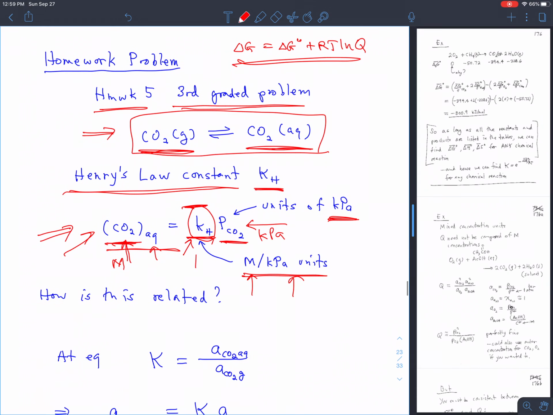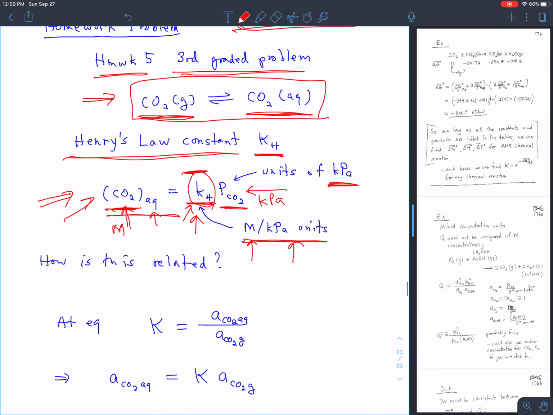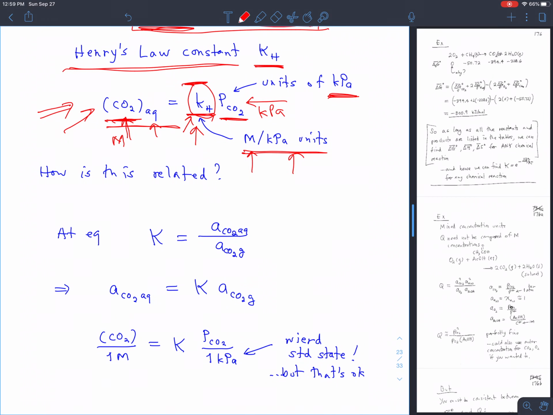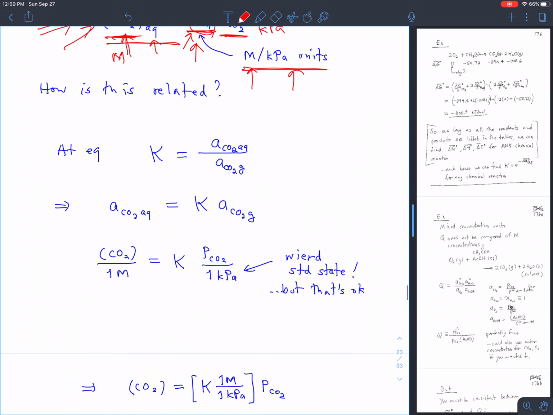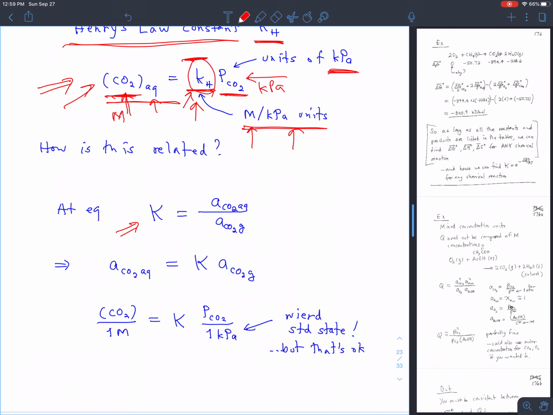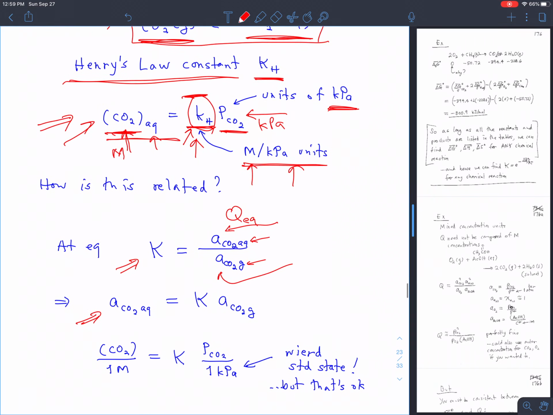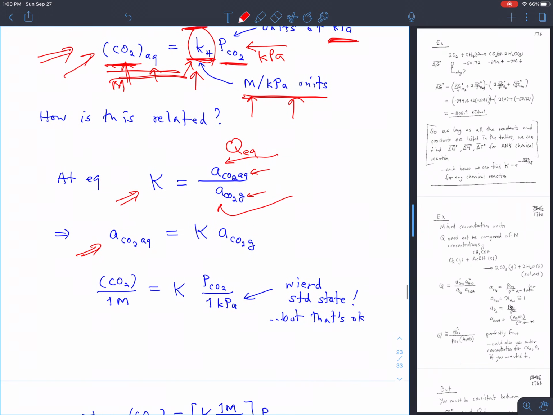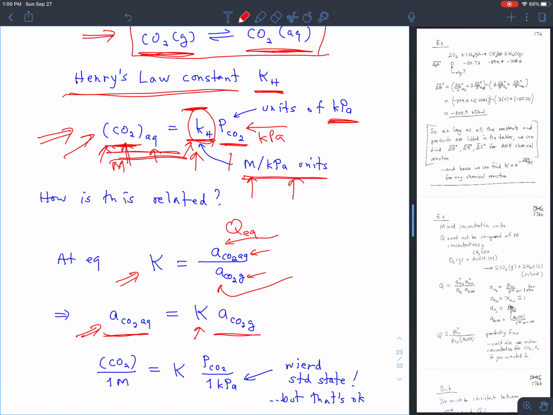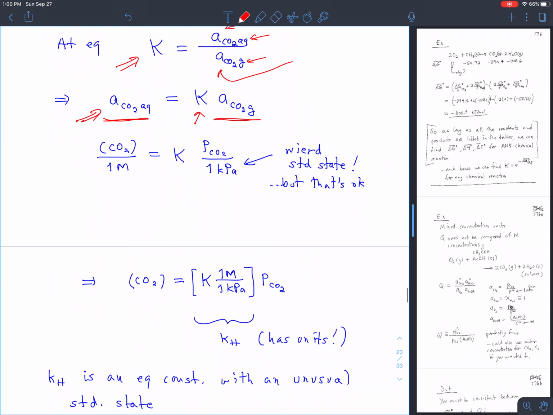Well, it looks like this Henry's law constant should be an equilibrium constant, right? If we use the approach that we've been using all along, we would get that the equilibrium constant is equal to the reaction quotient at equilibrium. For this particular reaction, that would be the activity of the CO2 in the aqueous phase divided by the activity of the CO2 in the gas phase. And if we rearrange that, we would get something that looks very much like Henry's law here, except that we have activities and an equilibrium constant rather than these concentration and pressure units and the Kh value.